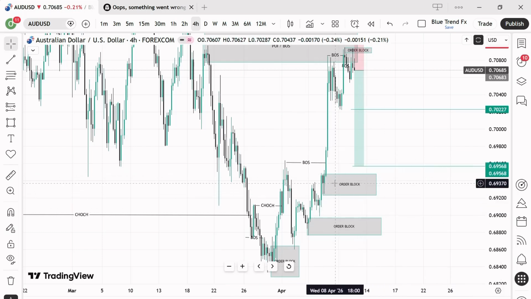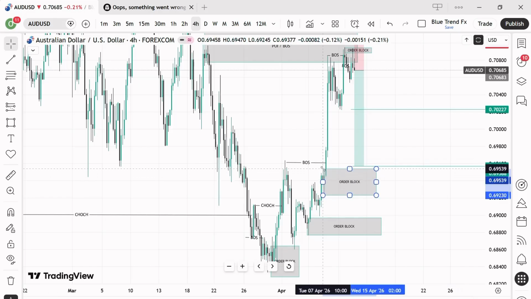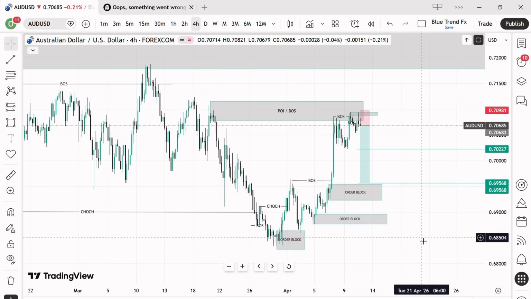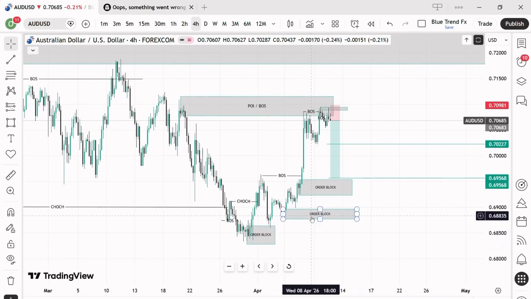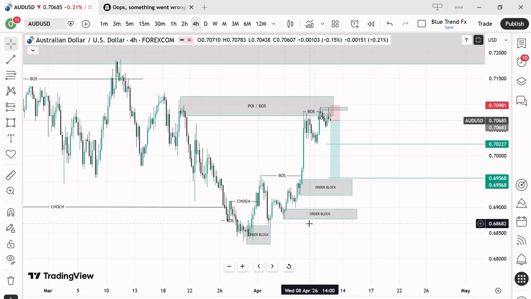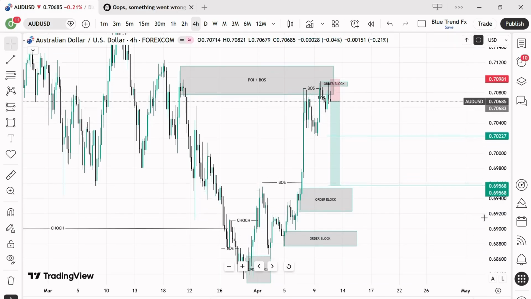We'll have to take it into consideration. So all of this, level 1 and 2, has been mitigated, so we're going to leave it aside. Levels 1 and 2 are going to be our POI.